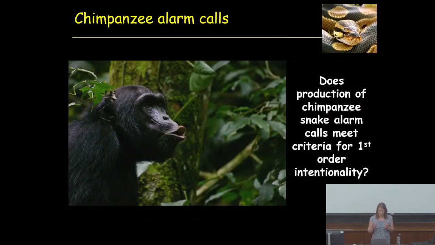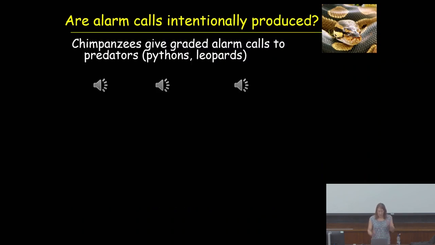Our question here focused on chimpanzee alarm calls, and we wanted to know whether the production of these calls meets the criteria for first order intentionality. Before I explain more how we operationalised what is intentional communication, just to give you a broad overview of how chimpanzees communicate about threat.